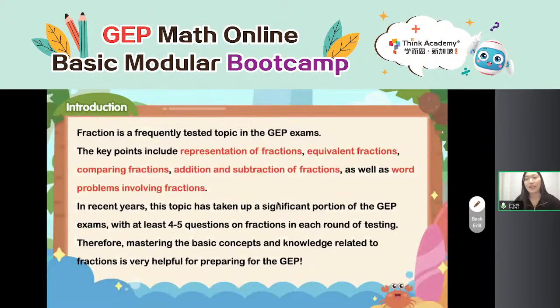As you can see here, let's have a quick introduction of such a topic in the GEP test. In the GEP exam, the key points include many aspects. The first is the representation of fractions, and the second is the equivalence of fractions. The third is to compare fractions, which one has a greater value and which one has a smaller. The next is addition and subtraction of fractions, as well as word problems involving fractions. So you can see this topic is very important and very popular in both round 1 and round 2.